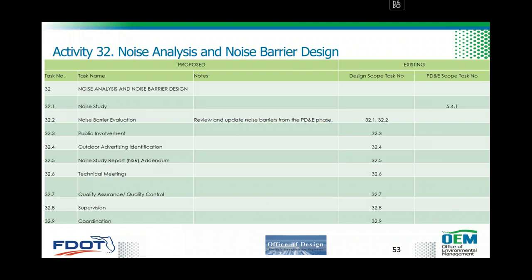As I said earlier, pretty much most of the time this evaluation will be a formality, but we have to include it in the scope just in case there's a house or a subdivision which has been permitted but we did not capture it during preparation of the noise study to support environmental documents. So 32.2 all the way to 32.9 are the same as what we have now.